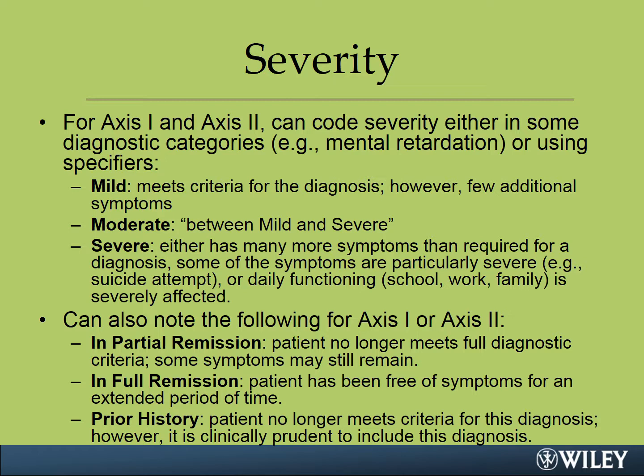You can also note the following for Axis 1 or Axis 2. In partial remission, the patient no longer meets full diagnostic criteria, but some symptoms still remain. In full remission, the patient has been free of symptoms for an extended period of time. Prior history: the patient no longer meets criteria for this diagnosis, however, it is clinically prudent to include this diagnosis.